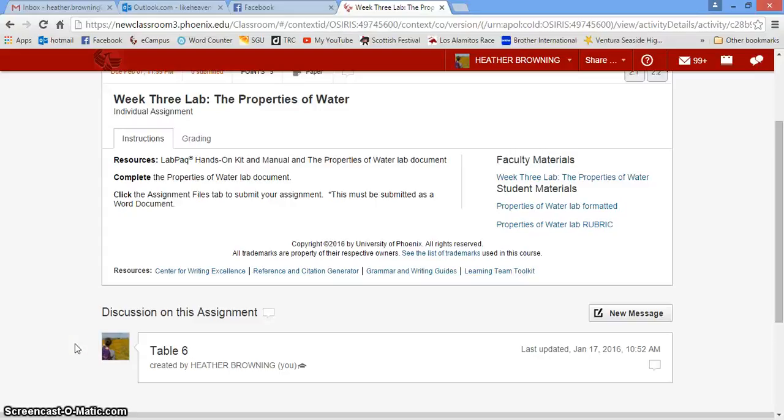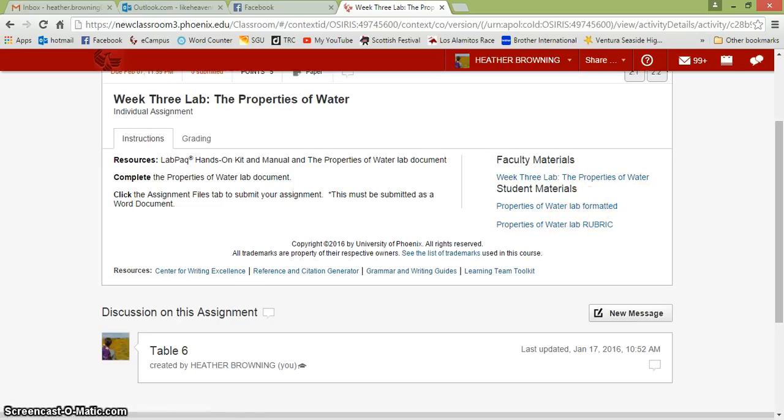Hey everyone, so here's the second week 3 lab, which is the properties of water. Hopefully you have your lab pack hands-on kit and manual and everything, so this isn't a problem. Table 6, as you noticed from the discussion, is going to be something you probably want to share. And as always, we have the formatted lab and the rubric to look at.